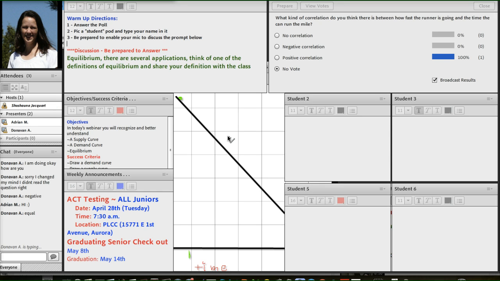Okay, equal. Do you have one, Adrian? What does equilibrium mean? Or what do you think it means? Maybe you don't know, and maybe you're just going to break down the parts and tell me what you think it means.